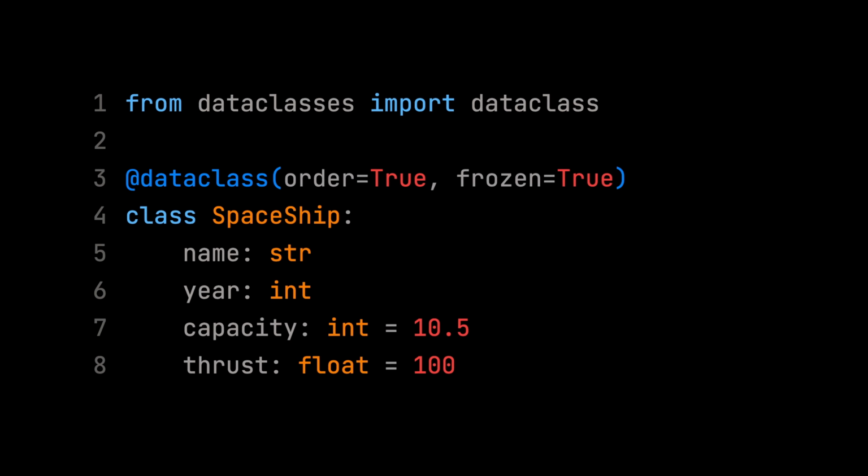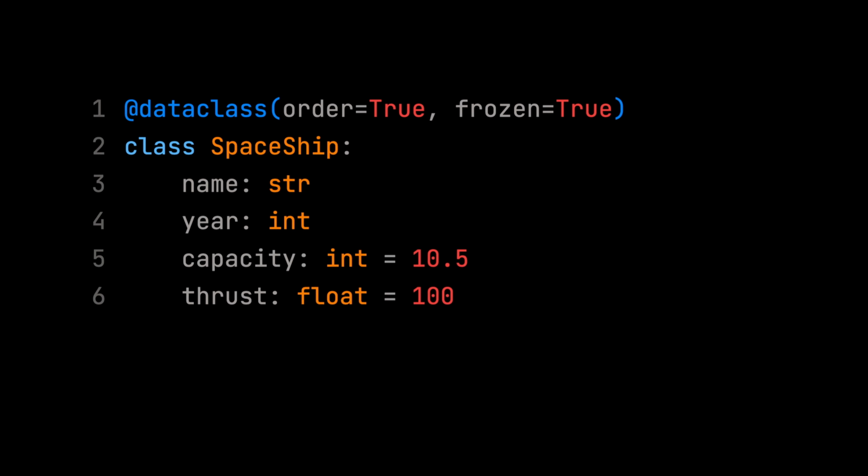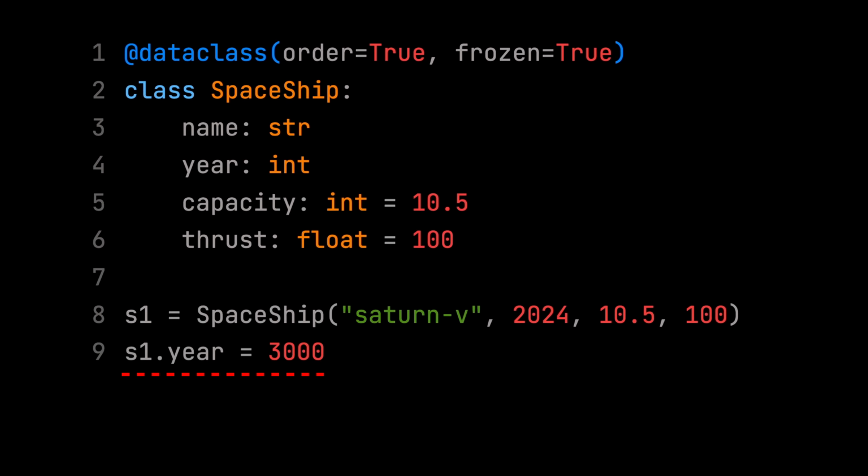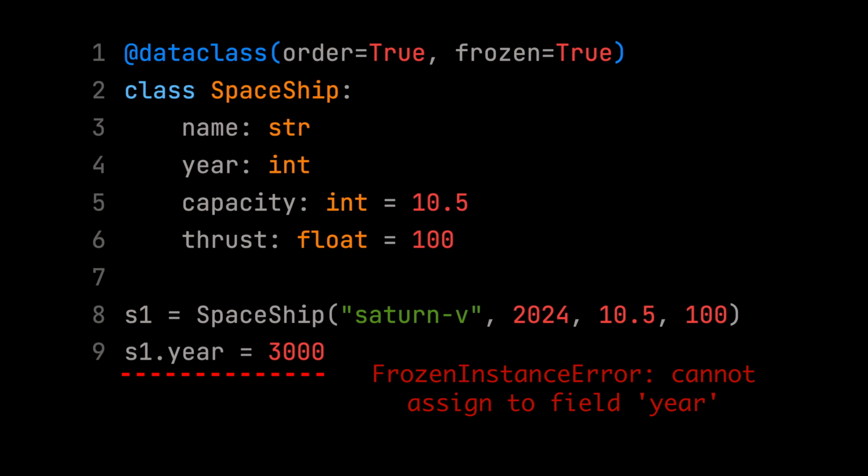The data class decorator also offers some other useful options, such as the ability to freeze a class via frozen. If we create an instance with this option enabled, modifying class attributes raises an error, and we can stop users from accidentally changing things that they shouldn't be.